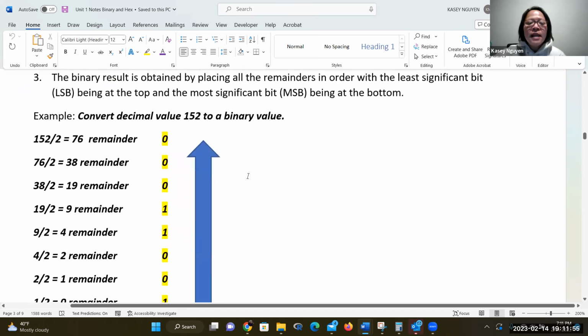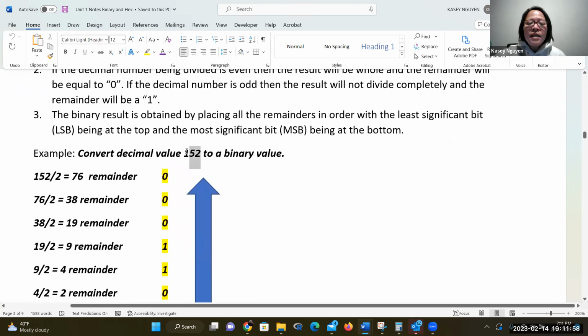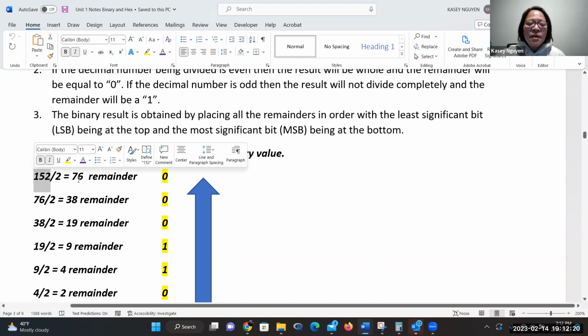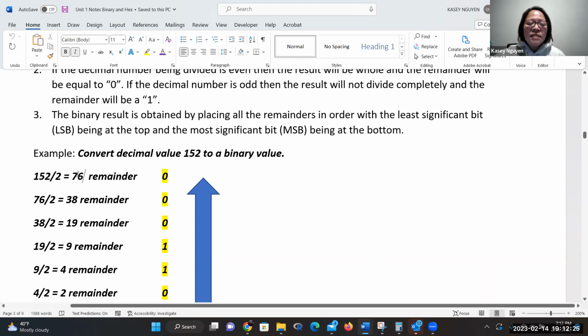Okay, so let's say we have 152 in decimal, or base 10, and we want to use the division method to find the binary. You start by taking the decimal and dividing it by 2. Why 2? Because binary is a base 2 number, 2 to the nth power. So I take 152 divided by 2. As it is an even number, you're not going to have any remainder. So 152 divided by 2 is 76. There is no remainder, so I put a 0. That bit is off.